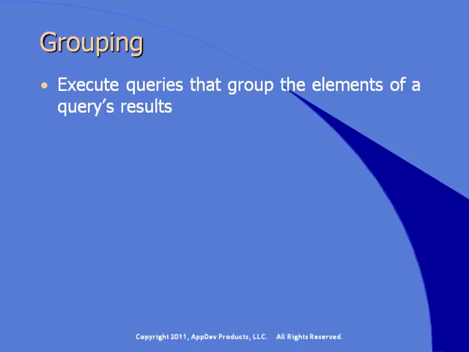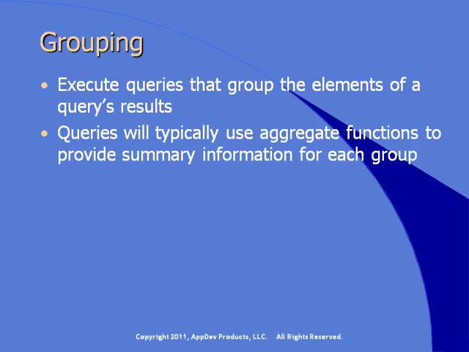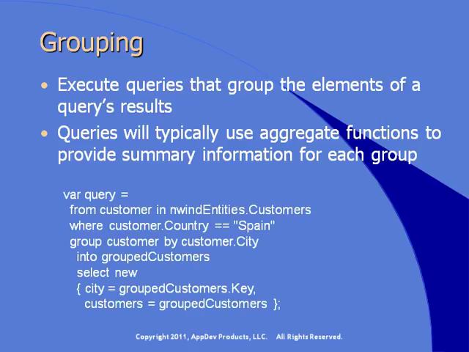In LINQ, you can execute queries that group the elements of a query's results. And you'll often do this because you want to use an aggregate function to provide summary information for each group. So for example, total revenue by product or number of customers by city in Spain. So in this example, I'm going to group customers by city in Spain. So from customer in customers where country equals Spain, group customer by customer.city into a collection called grouped customers. And then when I want to return the city and the actual customers, I can use grouped customers.key. Because these are grouped by city, that's going to be the city. And then grouped customers will be the customers in each city.